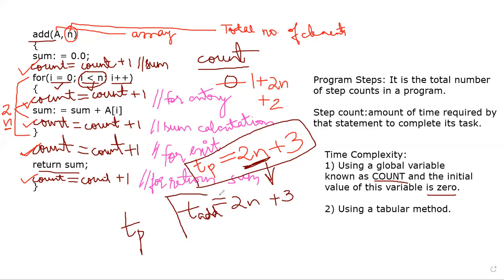So this is how the time complexity is calculated using the global variable count. Hope I made you clear about the way the time complexity is calculated using the global variable count.